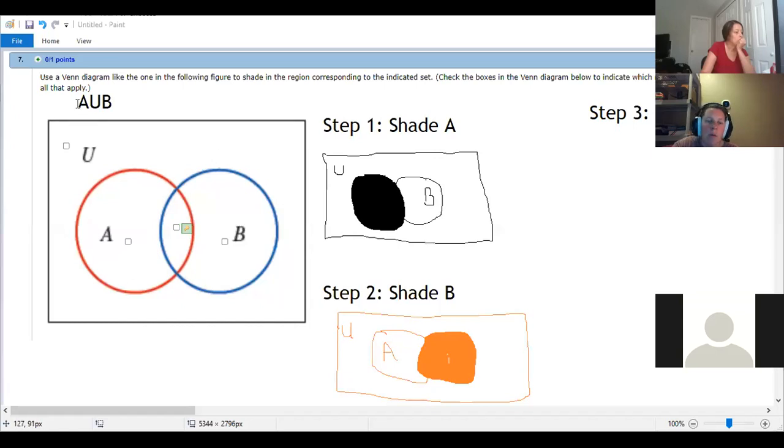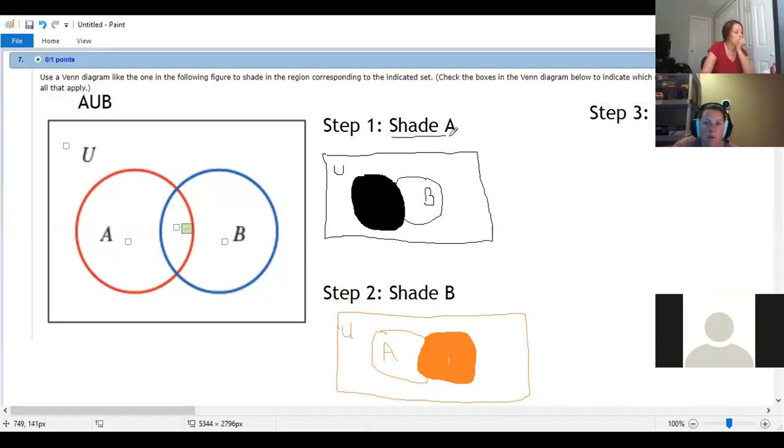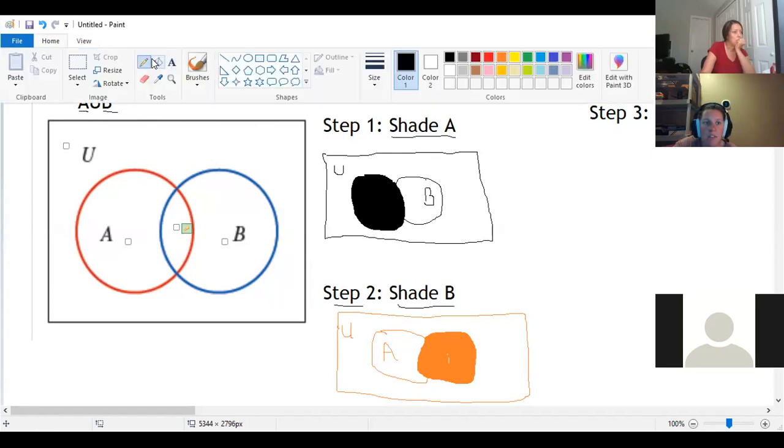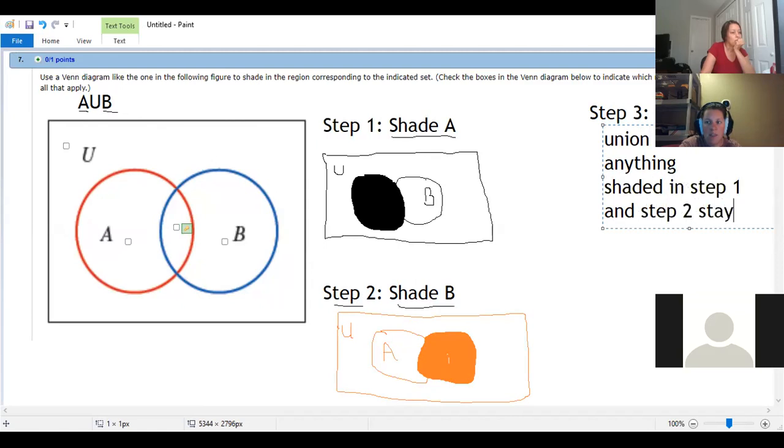So the second problem would be A union B. So we're going to set it up the same way we did before. We're going to have step 1, we're going to shade A. Step 2, where we shade B because B is the second part of the equation. And then step 3, we're going to shade A union B. And so the big difference between union and intersection is union means that anything shaded in step 1 and step 2 stays shaded.